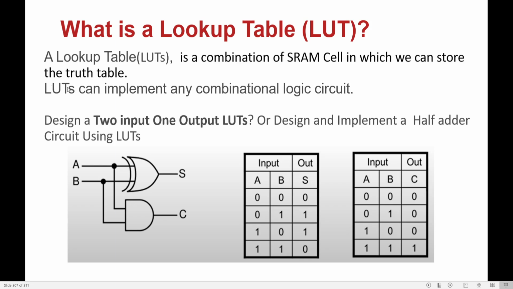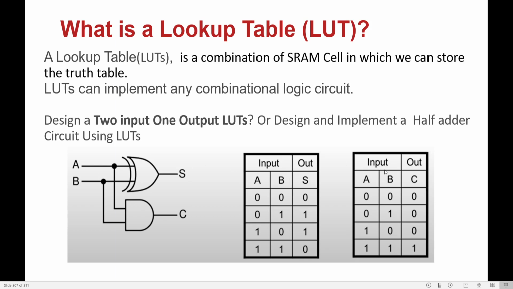So using this lookup table, you can implement any combinational logic circuit. Let us try to implement a half adder, which is a combinational logic circuit, using this lookup table. Or in the exam, you may get a question like design a 2 input 1 output lookup table. An example for it can be a half adder. Can you see, this is a half adder which has 2 inputs A and B. Output is sum and carry. Now I need to design this using what? A 2 input, 1 output lookup table. It means it has 2 inputs and only 1 output.